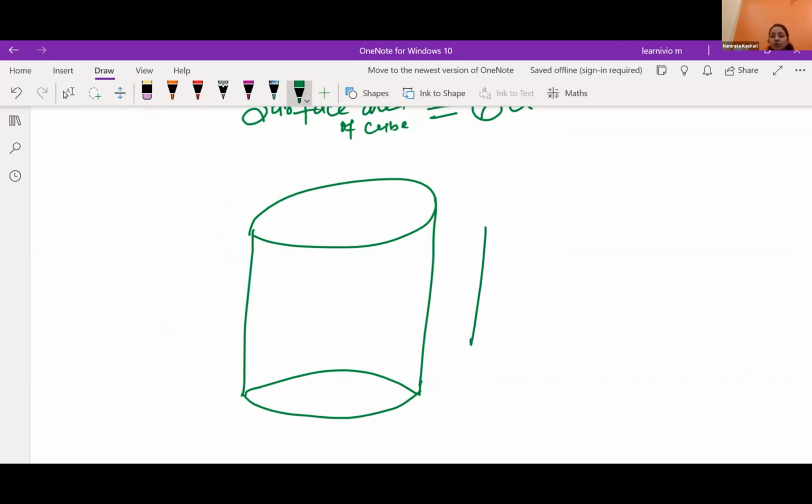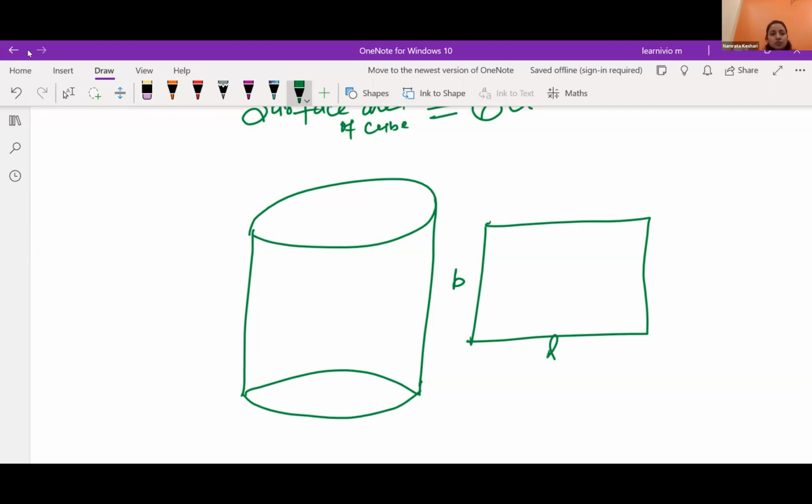Suppose I take an A4 sheet of paper. Can we roll it and make it a cylinder? Yes, ma'am, we can. This A4 sheet paper I can roll and give it the shape of a cylinder. This A4 sheet was having length and breadth because it was rectangular in shape. And height. But once you fold it like this, it takes the shape of a cylinder.